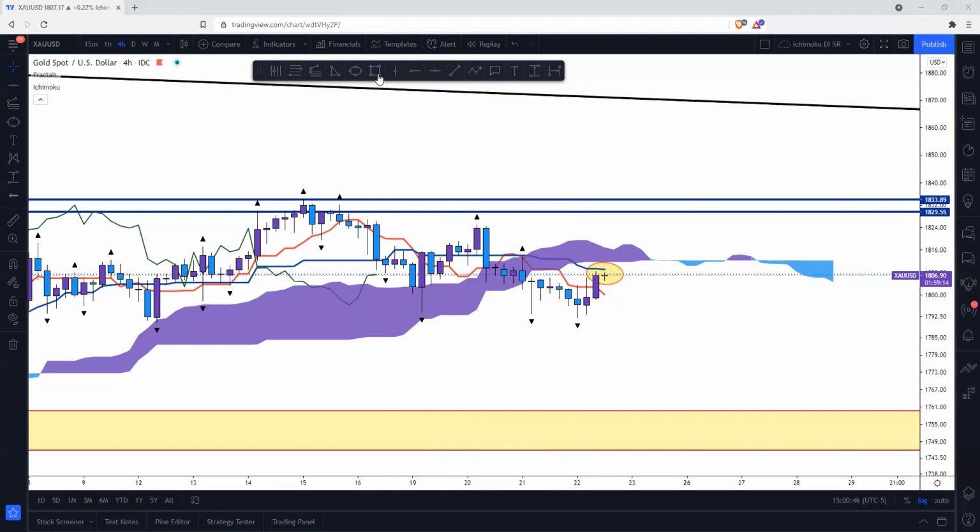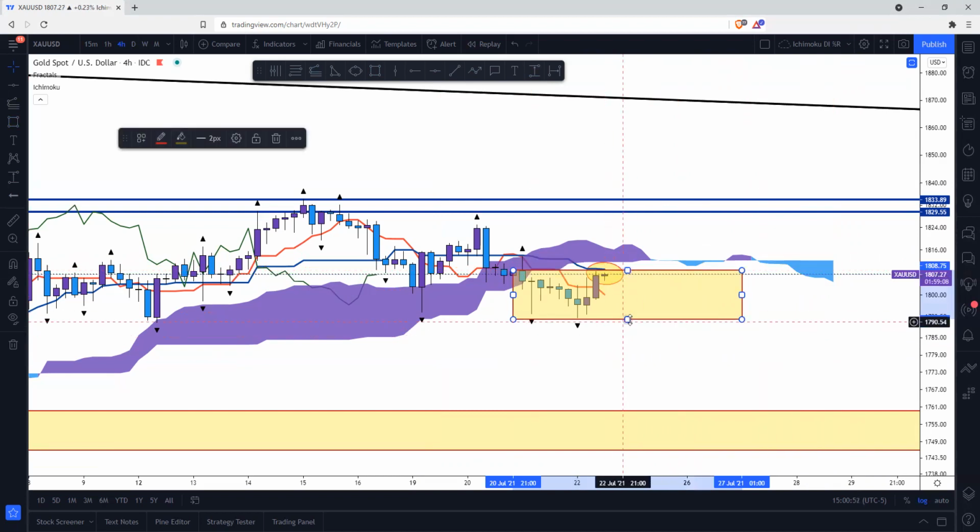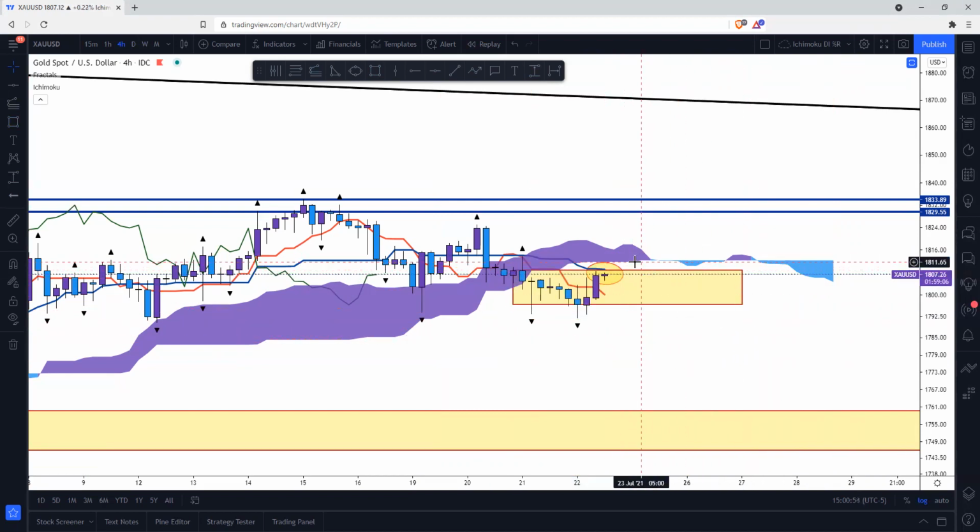If that happens, the market's got to end up ranging between here and here. Actually, let me highlight that. It's got to range in between here and here. And most likely here and here. That's what the market would probably end up doing if this ends up ranging. So this is something to be mindful about.